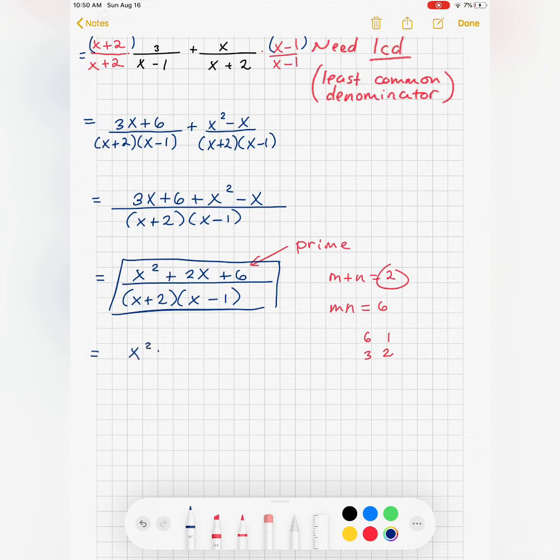And then like I said, if you want to, you can FOIL the bottom, but I don't see any reason that you would. More work. If you want to, though.